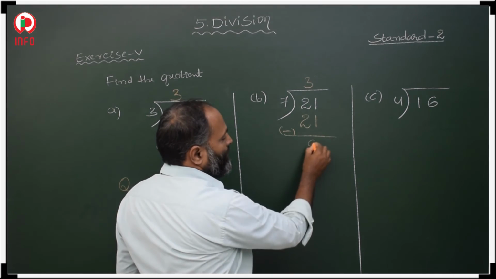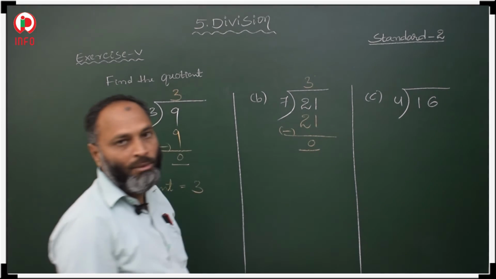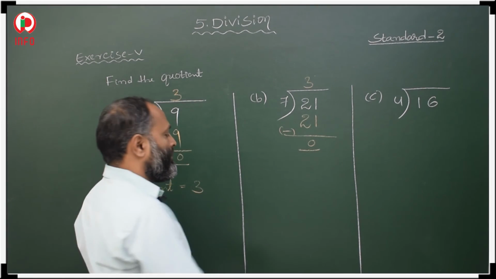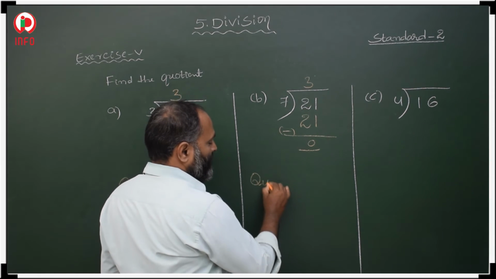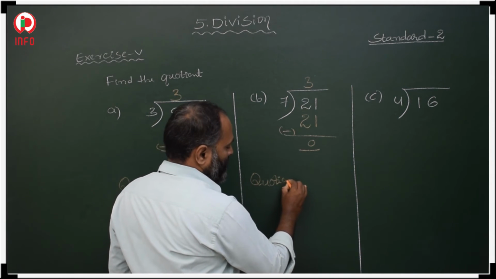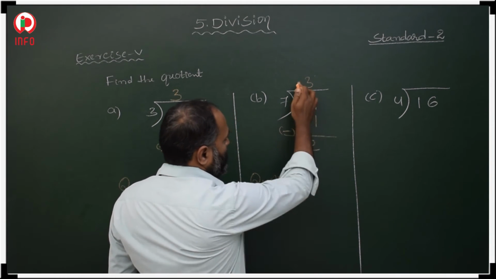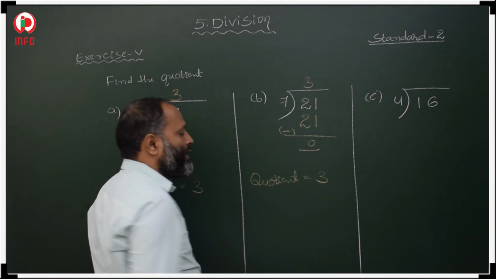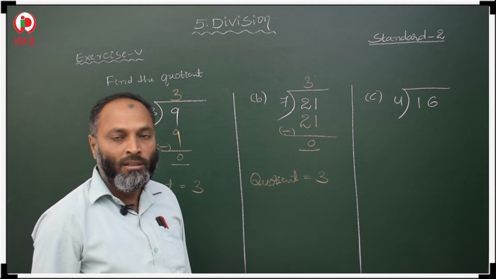Same number minus same number is 0. Then he is asking for the quotient. What is the quotient here? 3 is your quotient.